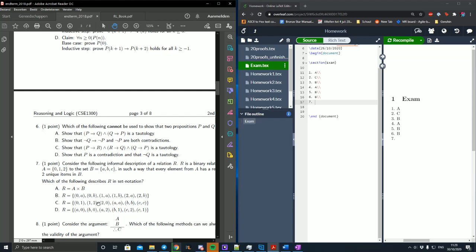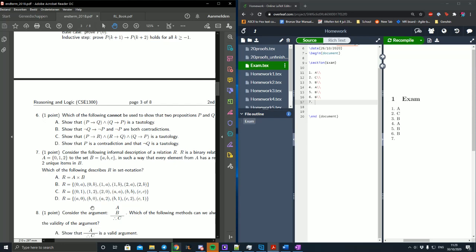Well, that's not one of the options in the multiple choice. I think it is, because 2 is related to A and C, 1 is related to B and C, and 0 is related to A and B. I think it just means that relation from B to A, not from A to B.